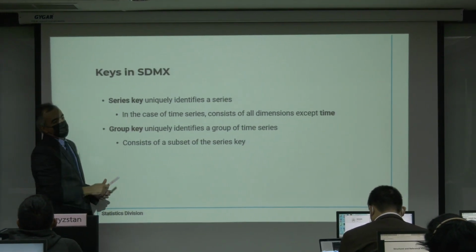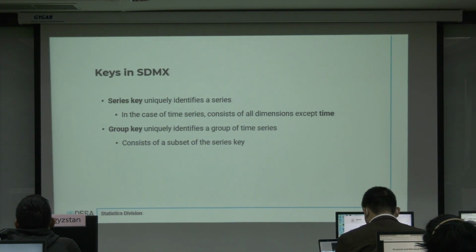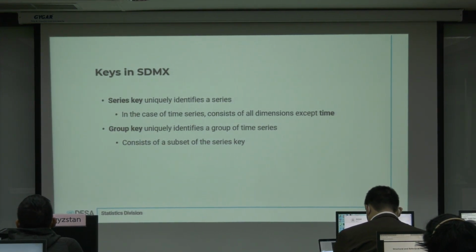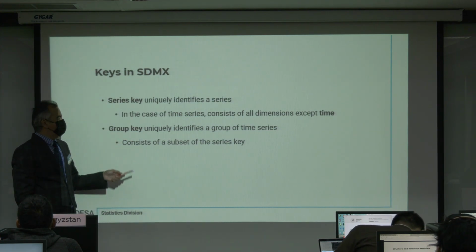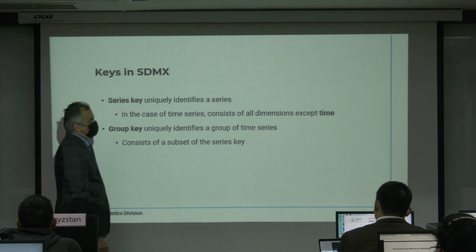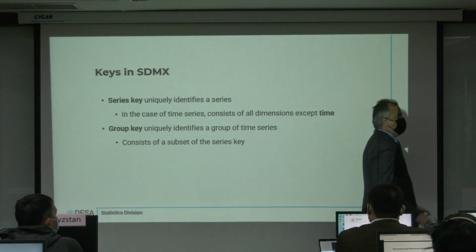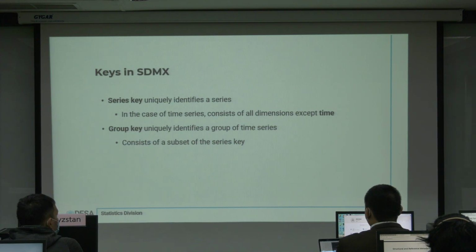Same thing here. You look at all the dimensions, you take the time out, and that will identify all the observations that belong to your time series. A series key consists of all dimensions except time. A group key can uniquely identify a group of series, in this case time series. It consists of a subset of the key, so you're taking it one step higher. For example, if you say section 1, that identifies all seats and all rows in the section.